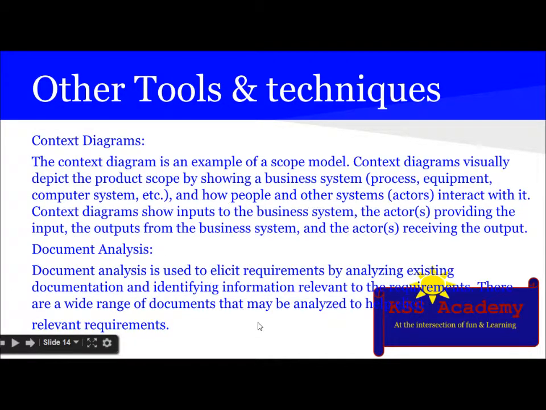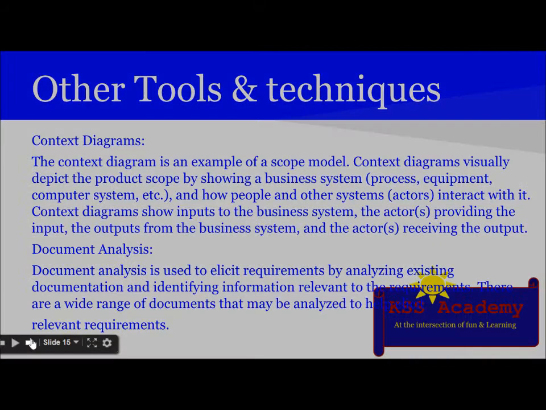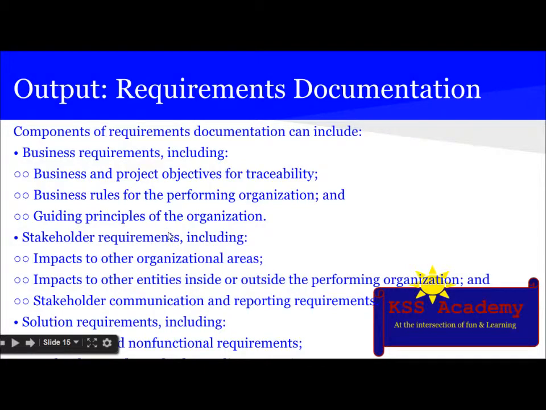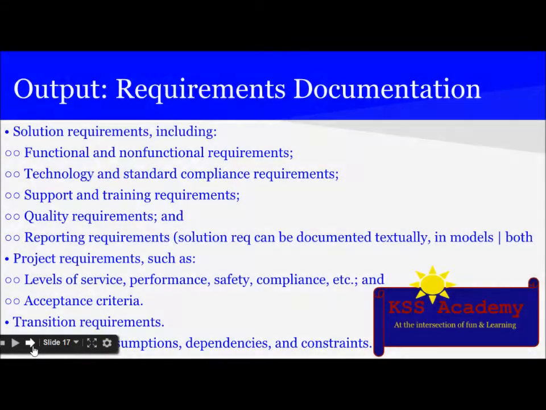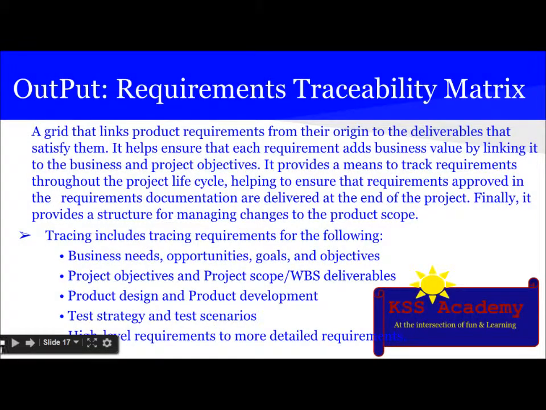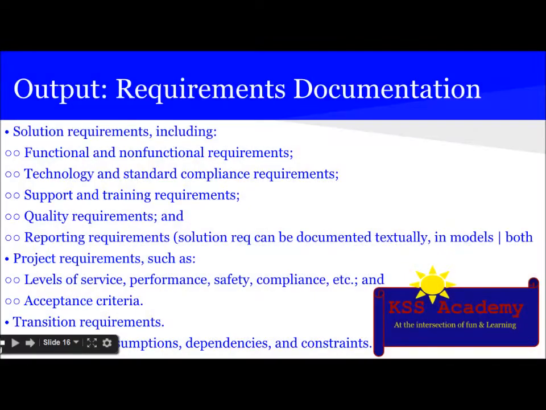Then there is document analysis. It is used to elicit requirements by analyzing existing documentation and identifying information relevant to the requirements. There is a wide range of documents that may be analyzed to help elicit relevant requirements. Output. There are two outputs: requirements documentation and requirements traceability matrix. So let's see them one by one.